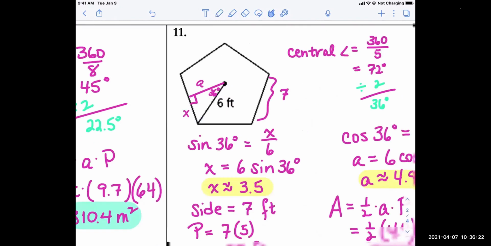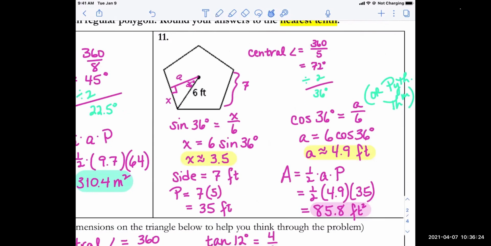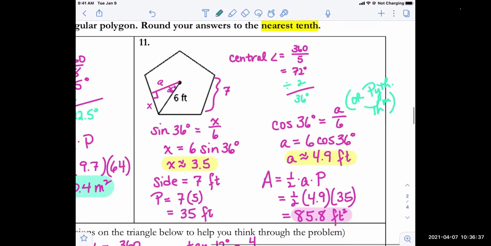Okay, and then I did trig again to find the apothem. You could do Pythagorean theorem if you want. And I'm doing 1/2 AP. So somebody told me they used tangent on this, found it a different way, and they got like 4.8. Doing the same problem with a different method might give you a slightly different answer. It doesn't mean it's wrong.